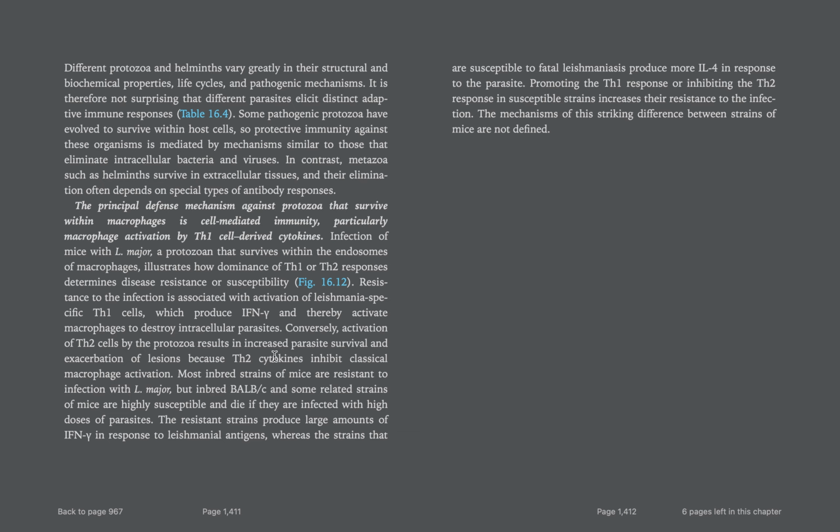Most inbred strains of mice are resistant to infection with L. major, but BALB/c mice and some related strains are highly susceptible and die if they are infected with a high dose of parasites. The resistant strains produce large amounts of interferon gamma in response to Leishmania antigens, whereas the strains that are susceptible to fatal leishmaniasis produce interleukin-4 in response to the parasite.